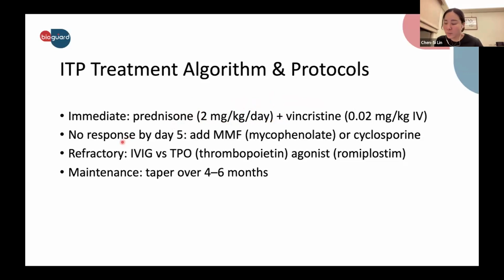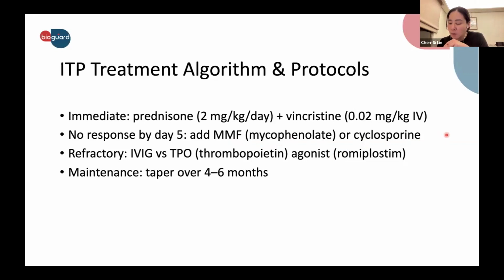Monitor the platelet count daily. If there is no response by day 5, add a second immunosuppressive agent such as mycophenolate or cyclosporine. Then maybe it will help the case get better, with a rebound of the platelet count.